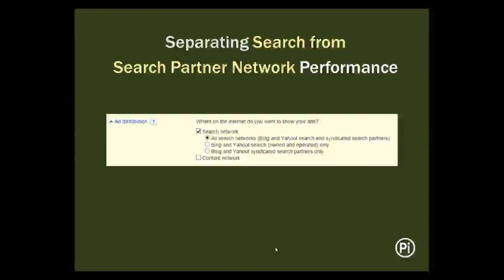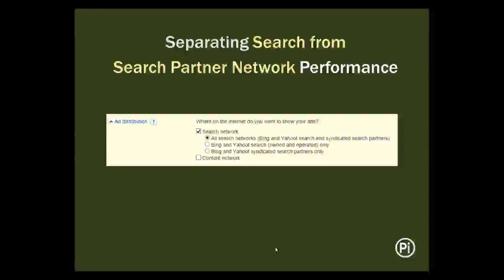Do not advertise on the search partner network in the same campaign as Bing and Yahoo. Bing and Yahoo search, owned and operated only, are ads that show on Bing.com and Yahoo.com. And no, you can't actually segment the traffic between the two. When an impression or a click shows from Bing and Yahoo, you don't know if it was Bing or Yahoo. They call it the unified marketplace, and you will never know. It will always be a mystery.